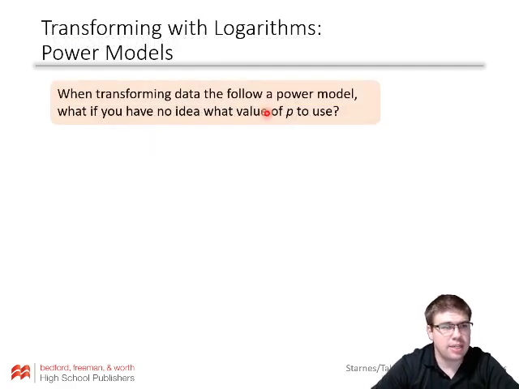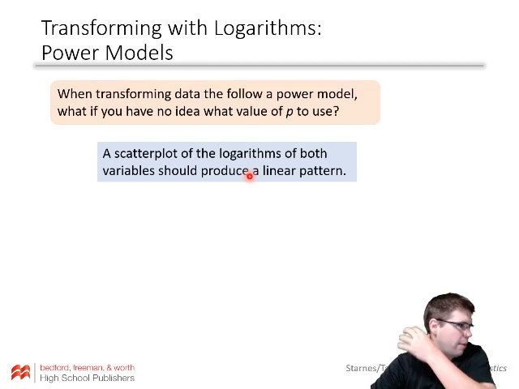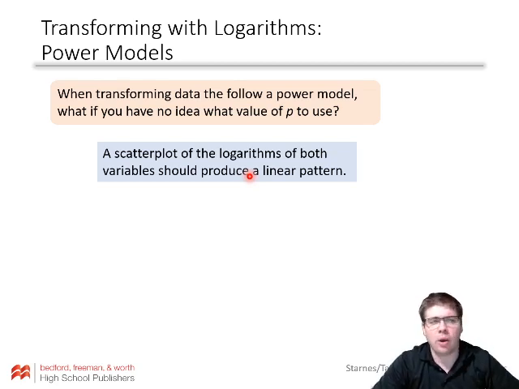When transforming data that follow a power model, what if you have no idea what p to use? Well, another option is that a scatter plot of logarithms of both variables should produce a linear pattern. And so that may seem kind of weird. We could either take the proper power of the x or the proper root of the y, or we could just take a log of both and it'll work out no matter what.